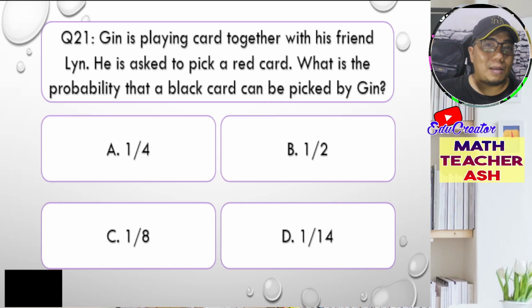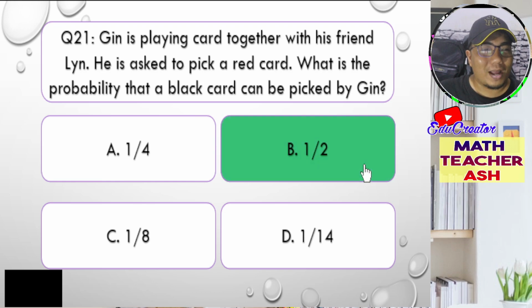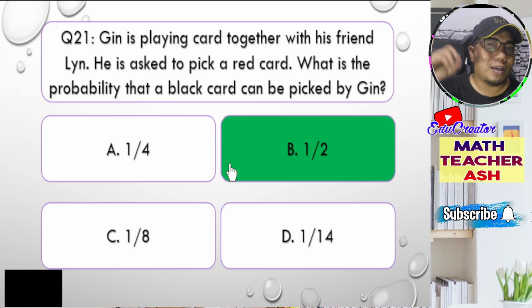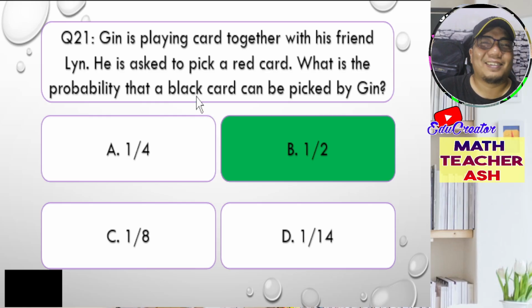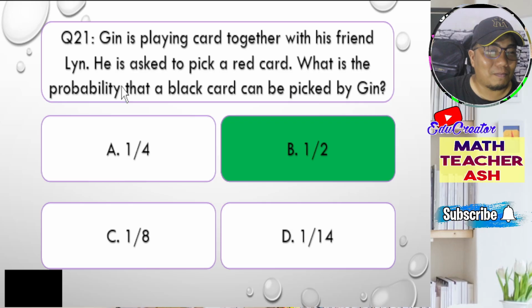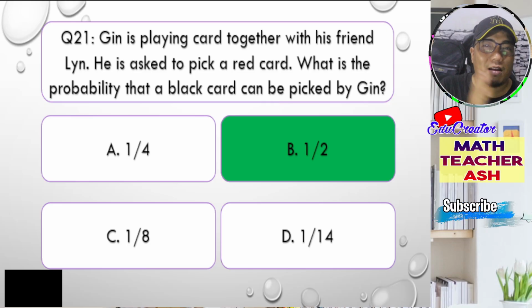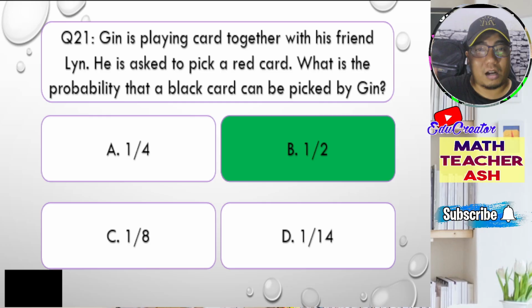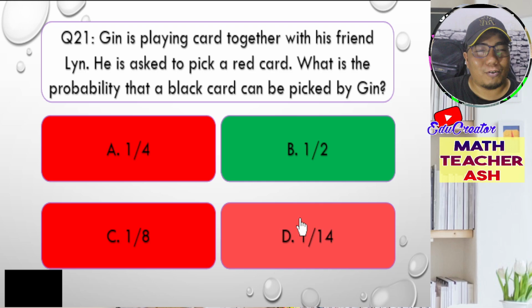If you simplify 26 out of 52, that is 1/2. So in every 2 cards you pick, you have the probability that you can get a red card. But the question here is a black card, so still the same. He is asked to pick a red card, but what is the probability that a black card will be picked by Jean? They are just the same, because the number of black cards and the number of red cards in the deck are the same. So that is 1/2. So 1/4 is wrong, 1/8 is wrong, and 1/14 is wrong.